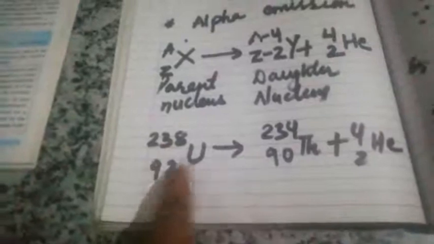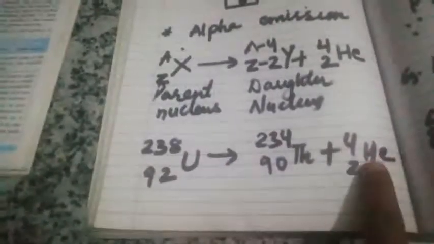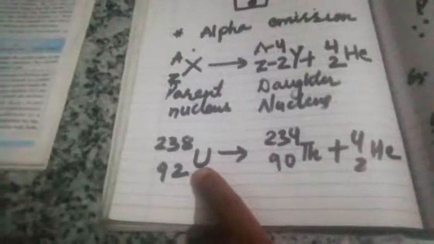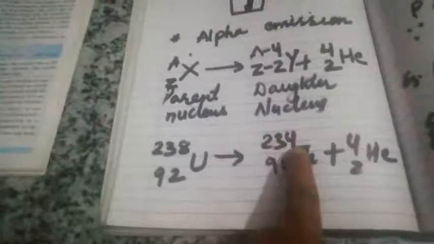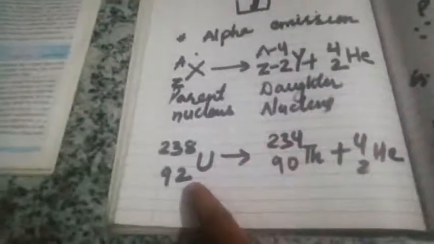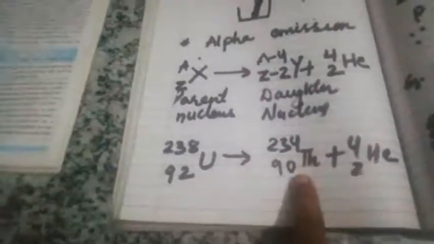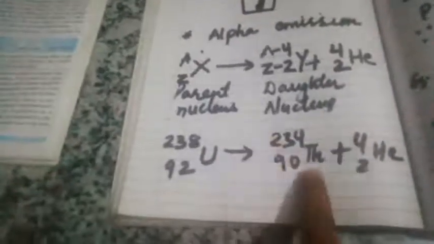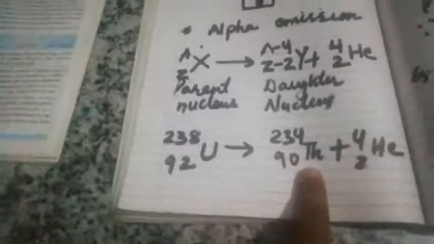So this is an equation of an alpha emission. For example, a radioactive nucleus of the uranium isotope 238,92U. What will happen when an alpha particle comes out from its nucleus? There is a decrease of 4 from the mass number and a decrease of 2 from the atomic number, children. So this is called the parent nucleus, uranium, and thorium 234,90 is the daughter nucleus, children.